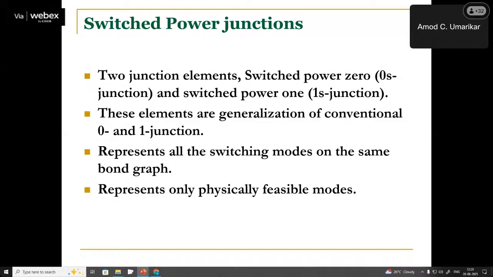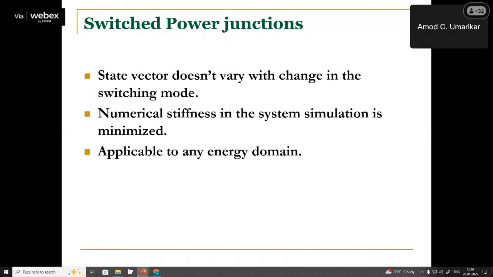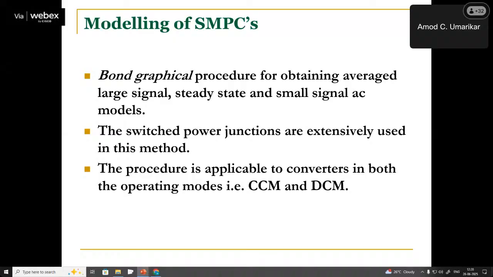So two switching junction elements we have seen. These are a generalization of the conventional 0 and 1 junctions. All the switching modes on the same bond graph represent only physical modes. The state vector doesn't vary with change in the switching mode. Numerical stiffness is minimized, and it applies to any energy domain.